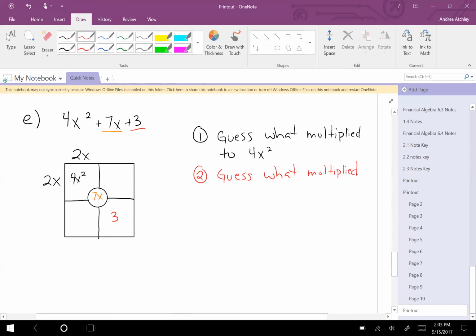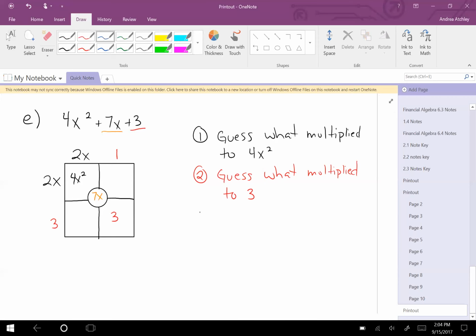What other number do you think I'm going to try and multiply to? The 3. Okay? Guess what multiplied to 3? This is super easy because what multiplies to 3? Only 1 and 3, right? Okay, it doesn't matter where I put the 1 and 3 right now. I'm just going to put them somewhere. So I'll put the 1 up here and the 3 here.